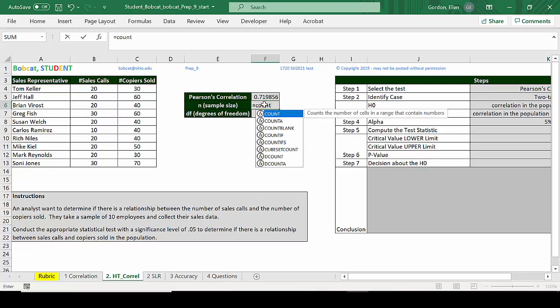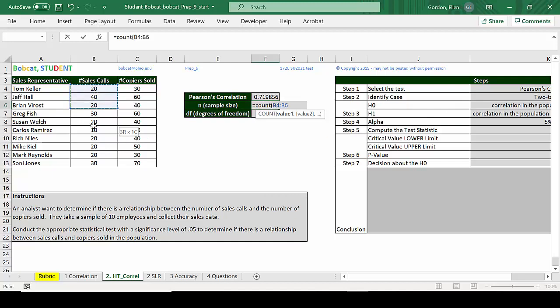So we're going to use the count function, and for that, you just take the count of one of the variables and not both of them. That's just because we want to figure out the number of observations. And remember, each is a pair of observations. So we're basically determining the number of employees in the data set, and it's 10. Then the degrees of freedom is the sample size minus 2.